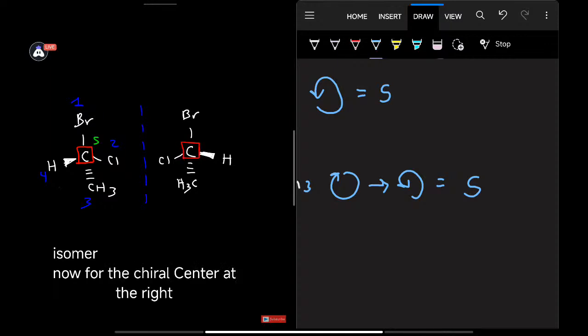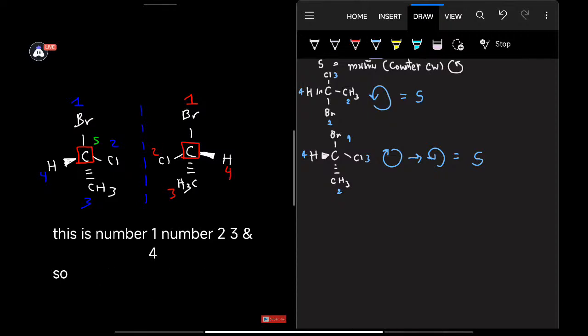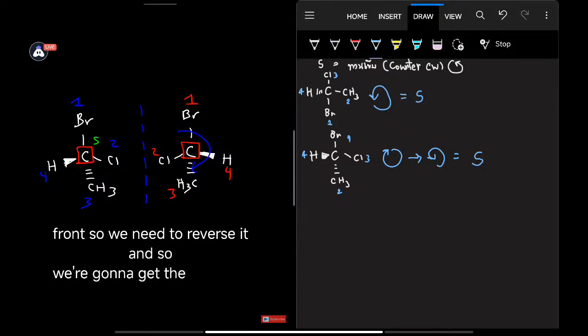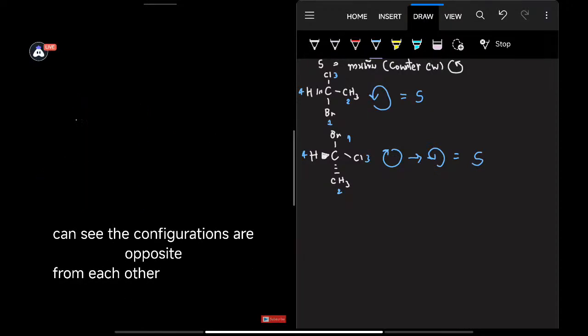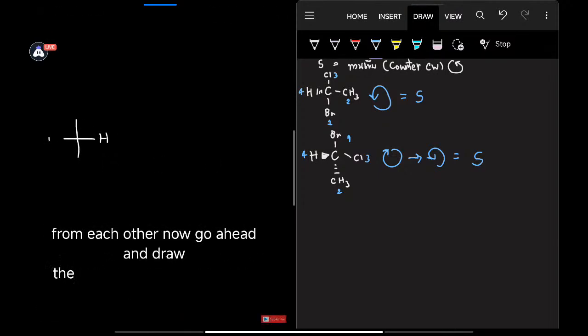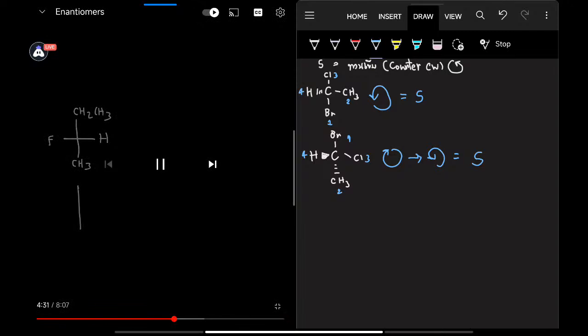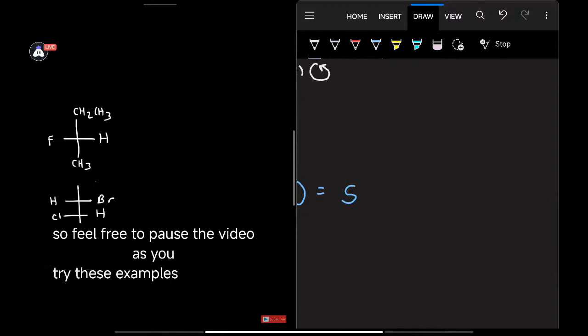Now for the chiral center at the right, this is number 1, number 2, 3, and 4. So we need to count it from 1 to 2 to 3. And so it appears to be S, but H is in the front, so we need to reverse it. And so we're going to get the R isomer. So as you can see, the configurations are opposite from each other. Now go ahead and draw the enantiomer for these two Fischer projections. So feel free to pause the video as you try these examples.